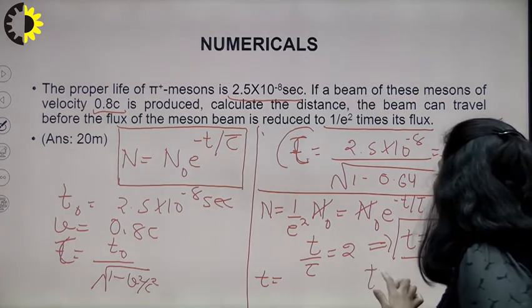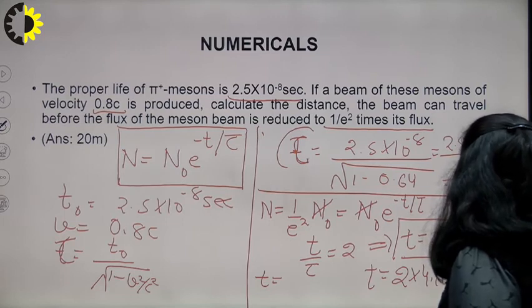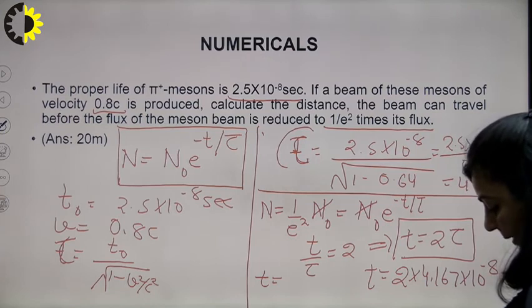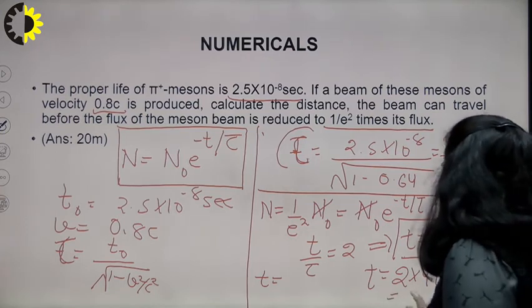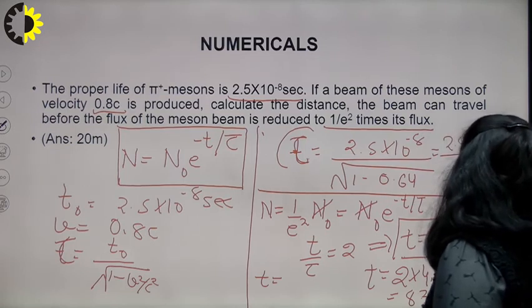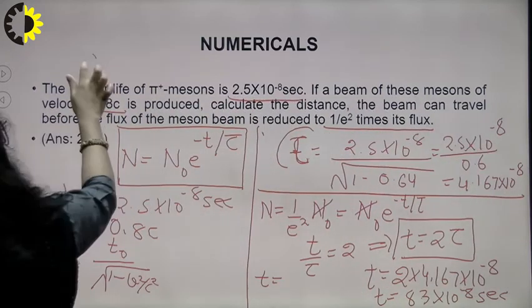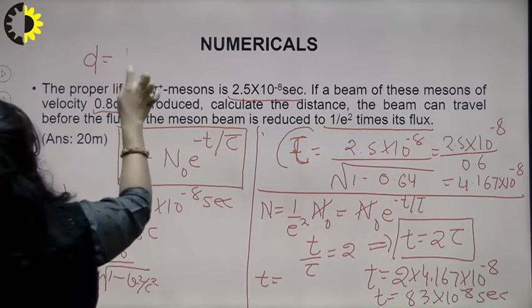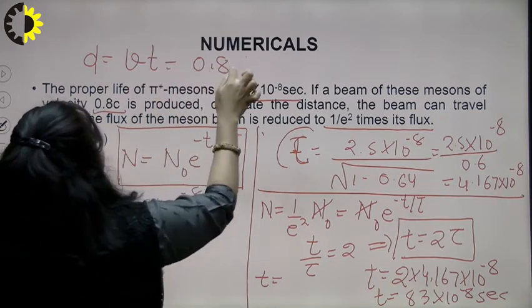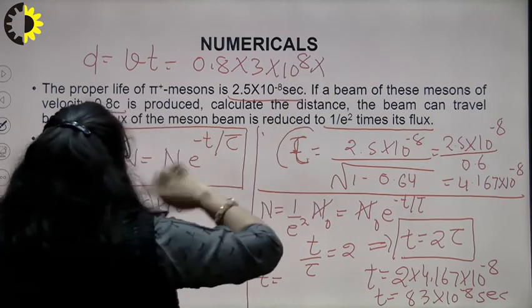So this t is equal to now 2 into 4.167 into 10 raised to power minus 8. Let me calculate it, it is approximately 8.3 into 10 raised to power minus 8 second. So in this time, what will be the distance travelled? Distance travelled will be equal to v into t. So v is 0.8 c, c is 3 into 10 raised to power 8, right? This is the value of v into t.